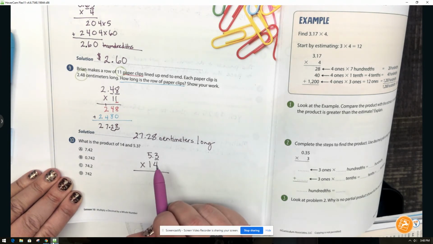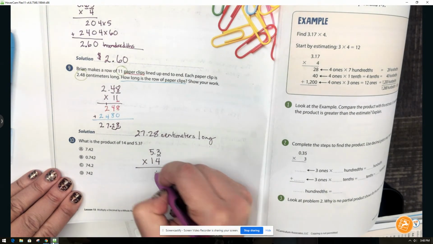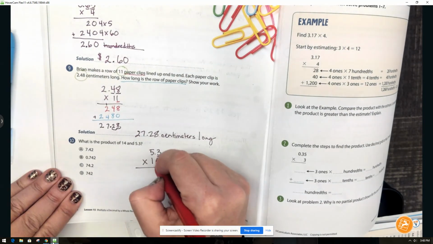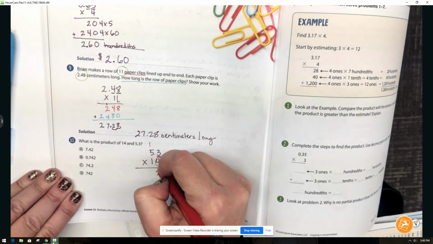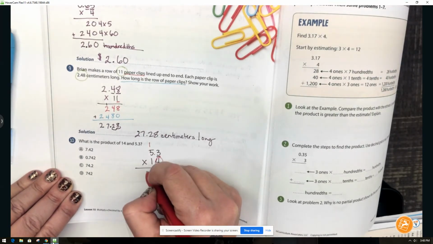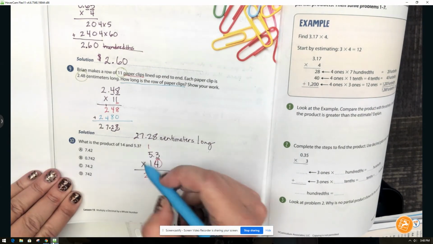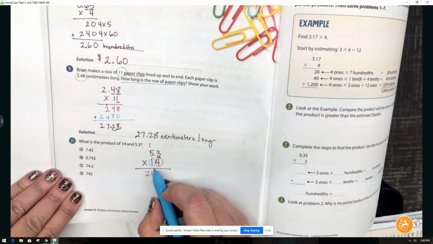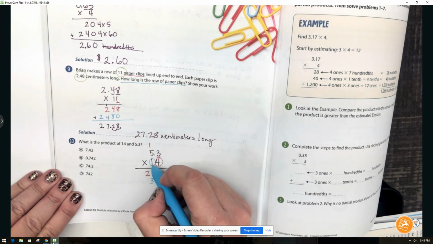So let's double check. 4 times 3 is 12. We do different colors just because we've got 2 different place values. 4 times 3 is 12. 4 times 5 is 20, plus 1 is 21. Then I'm going to multiply my 10. But remember, I'm going to put my 0 down below. 1 times 3 is 3. 1 times 5 is 5.